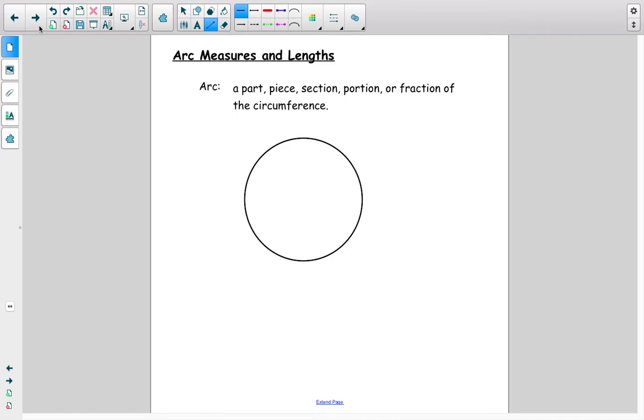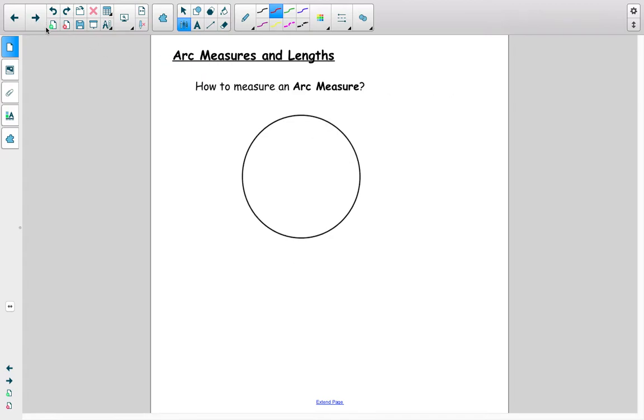Now, what is an arc? So if you have a central angle, actually any kind of angle really, when the angle crosses parts of the circle, so for example, right here is a central angle, it creates an arc. An arc is just a part or a piece or a section, a portion, a fraction. I've got a bunch of words there to emphasize. It's just a small piece of the circumference. So the circumference is all the way around the circle, and the arc is just a part of that circumference. So this red part would be considered an arc.